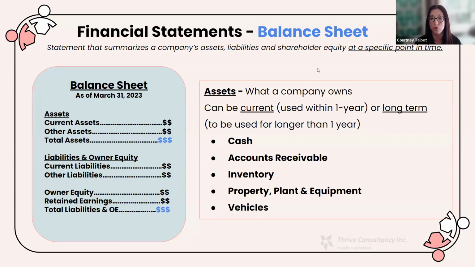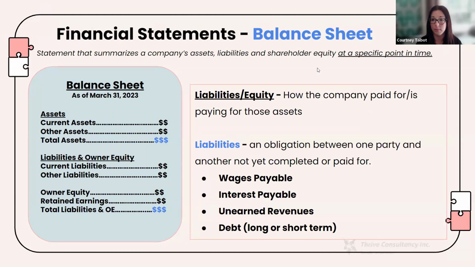All right, let's move on to liabilities and equity. So liabilities and owner equity can be thought of as how the company is paying for their assets. So for example, if you have an asset that's a building, you might have an associated liability that's helping you pay for that in the form of a mortgage. So liabilities are obligations between one party or another not yet completed or paid for.